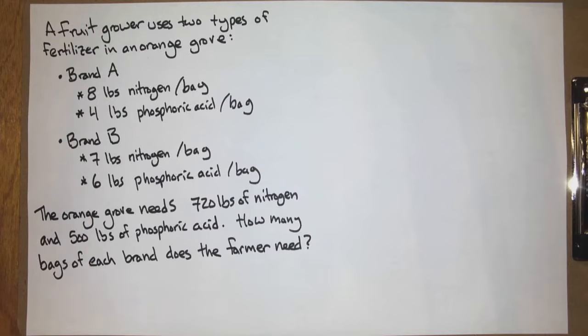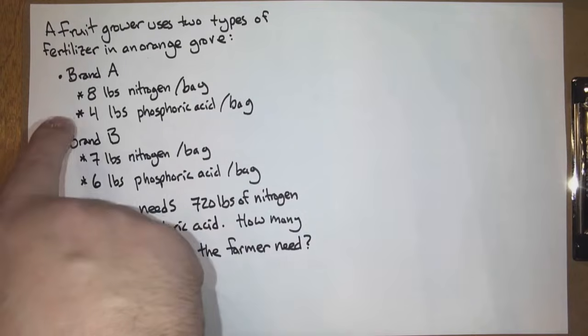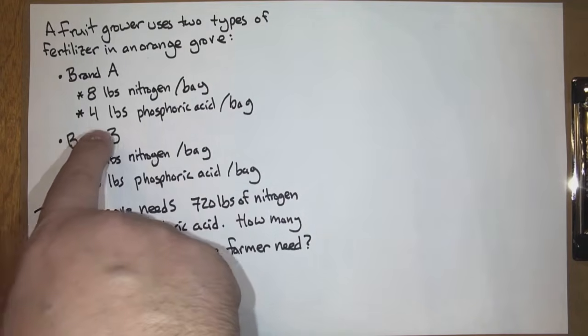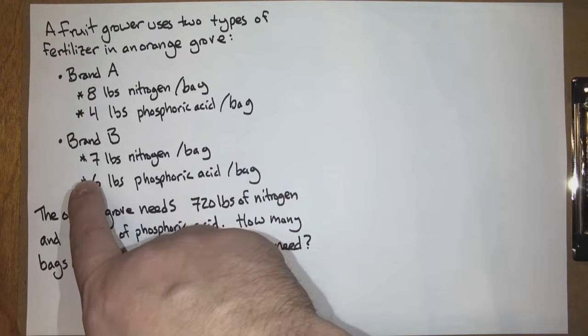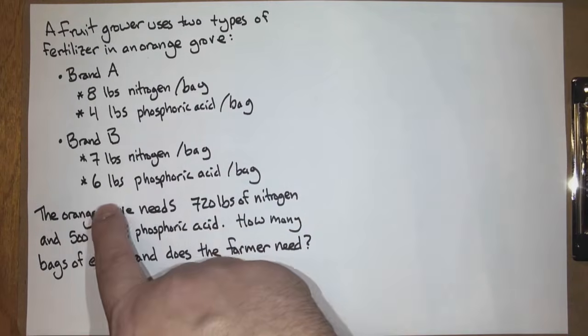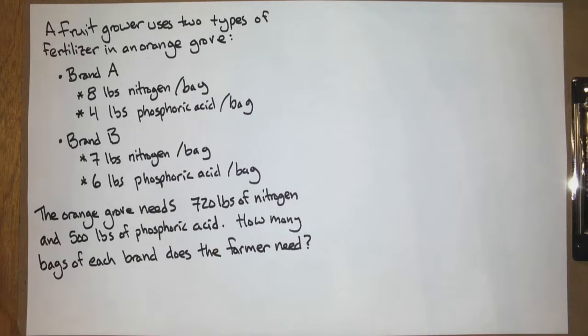A fruit grower uses two types of fertilizer in an orange grove. So there's brand A and brand B. Now, the way this is written, it really helps distinguish things. So it says, well, what's going on with brand A? Well, there's 8 pounds of nitrogen per bag and 4 pounds of phosphoric acid per bag. And both of these things are very useful if you want to grow things. On the other hand, brand B, slightly different mix. So they have 7 pounds of nitrogen per bag and 6 pounds of phosphoric acid per bag. So it's more balanced in some sense.